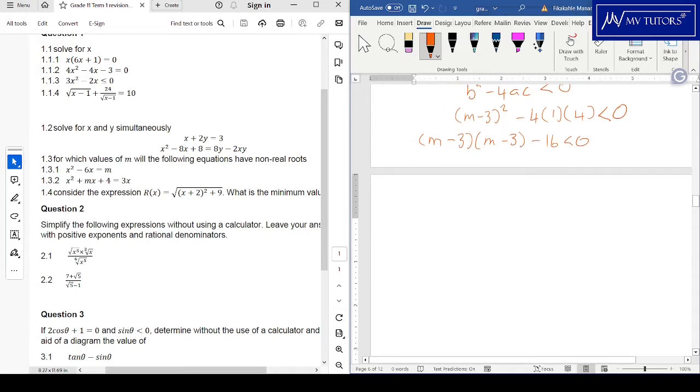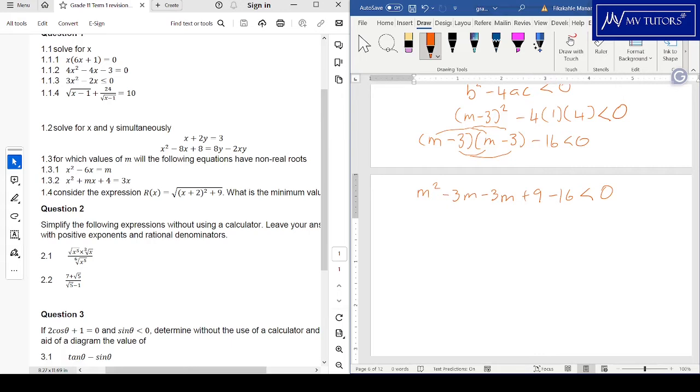Now let's multiply this out. M times m is m squared. M times minus 3 is minus 3m. Minus 3 times m is minus 3m. Minus 3 times minus 3 is plus 9, minus 16. This is less than 0.